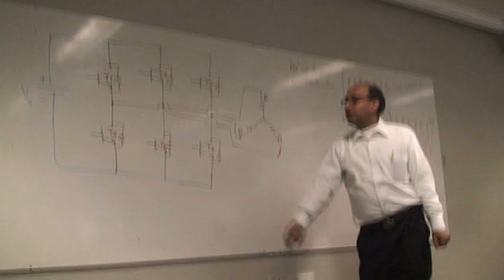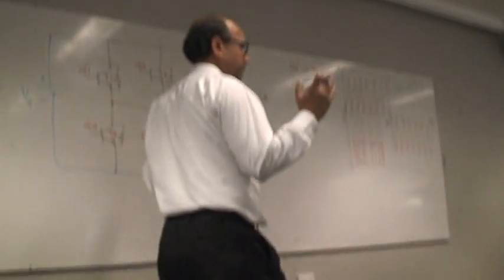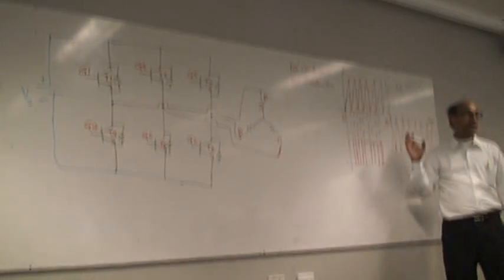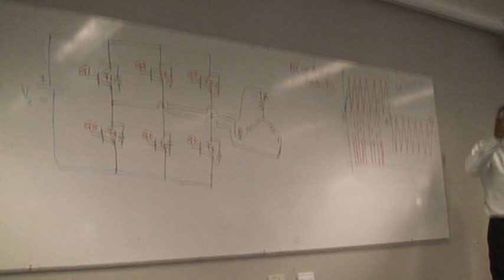The next important thing is how we actually give them the gate pulse. Here we have the gates G1, G3, G5, G2, G6, G4. We give them the gate pulse at 60 degree intervals. Think of your period as 360 degrees. You are giving the gate pulse from 1 to 6 at 60 degree intervals, of course with conduction of either 120 or 180 degrees.